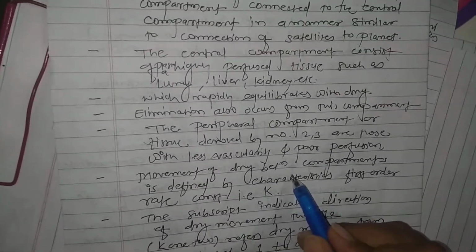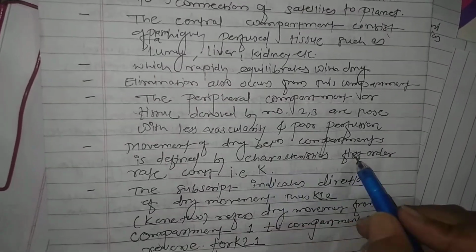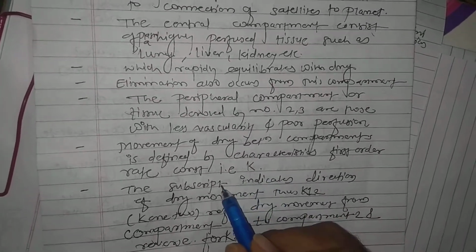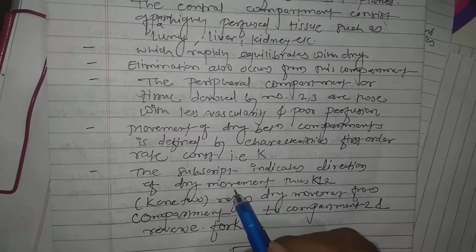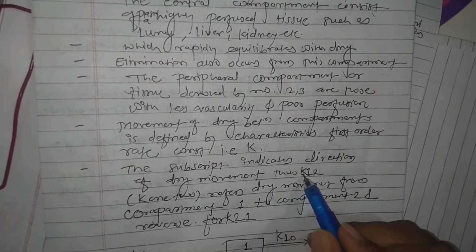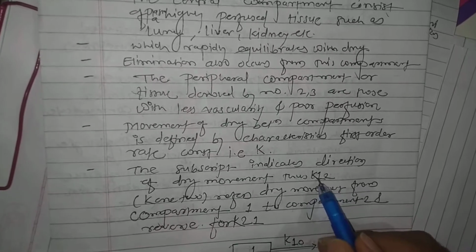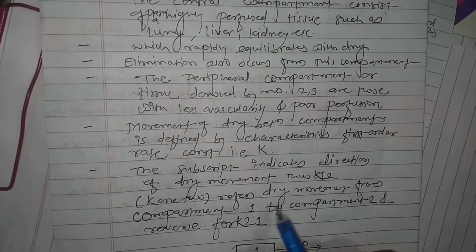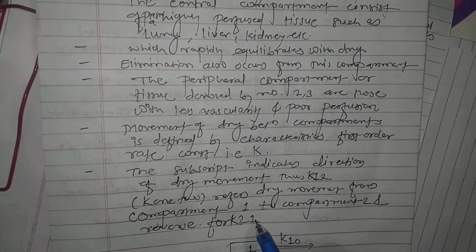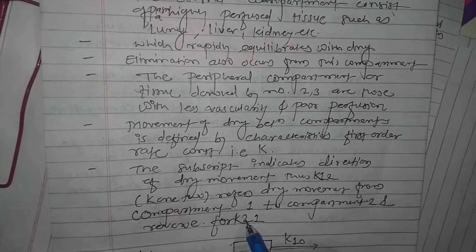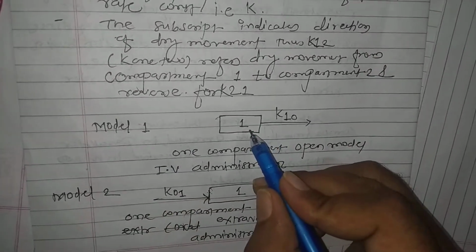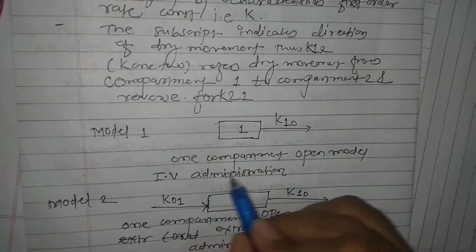Movement of drug between the compartments is defined by characteristic first order rate constants, K. The subscript direction shows the drug movement: K1-2 means movement of drug from the first compartment towards the second compartment, and reversely K2-1 is movement of drug from compartment 2 towards compartment 1. So here we have different model examples. Model one is the one compartment open model, IV administration.